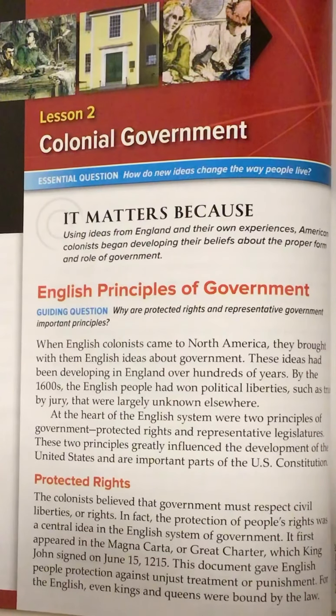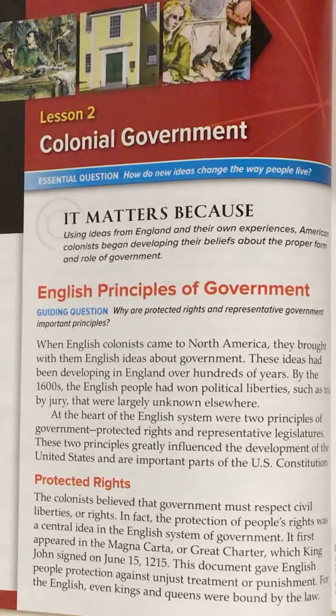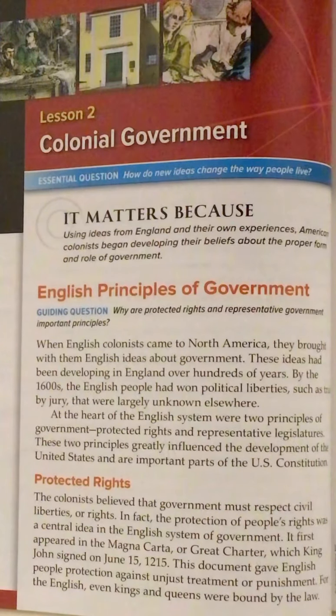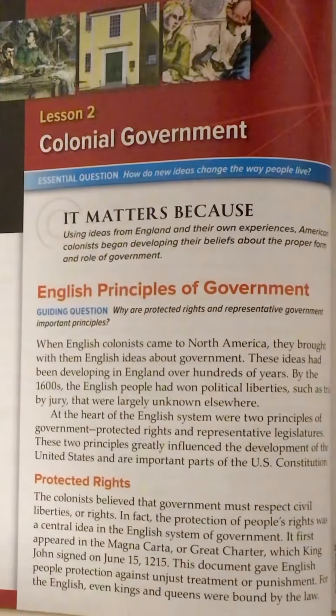Protected rights. The colonists believed that government must respect civil liberties, or rights. In fact, the protection of people's rights was a central idea in the English system of government. It first appeared in the Magna Carta, or Great Charter, which King John signed on June 15, 1215. This document gave English people protection against unjust treatment or punishment. For the English, even kings and queens were bound by the law.